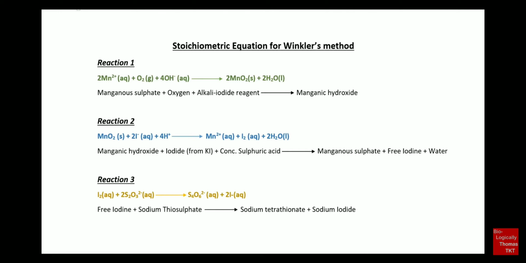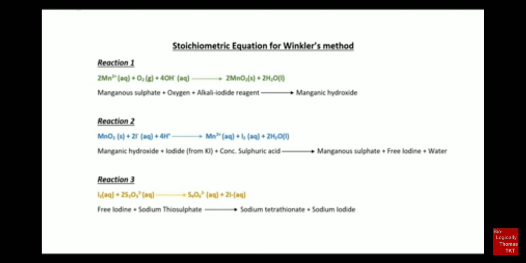In the first reaction, the Mn2+, which is added to the water sample in the form of manganese sulfate in the presence of oxygen, is oxidized to Mn4+, which precipitates as a brown-colored manganic hydroxide. In the second reaction, the brown hydroxide precipitate is dissolved by the addition of concentrated sulfuric acid to again form manganese sulfate. Under the influence of this low pH condition, the manganic hydroxide oxidizes the iodide ions to free iodine.